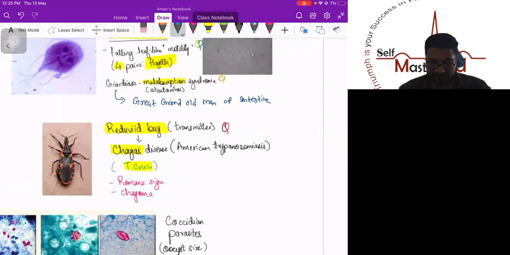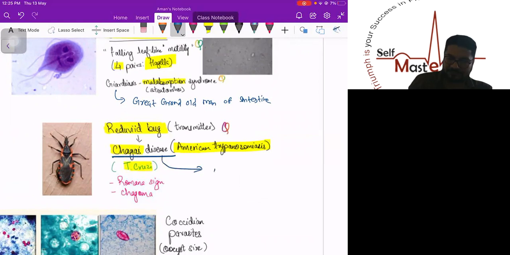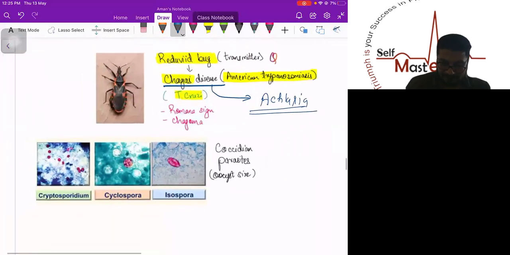Chagas disease is caused by trypanosoma. So understand this, Trypanosoma cruzi, we call this American trypanosomiasis. The vector will be the reduviid bug. One more thing about Chagas disease, remember a surgery type question, that it is also a cause of achalasia cardia.